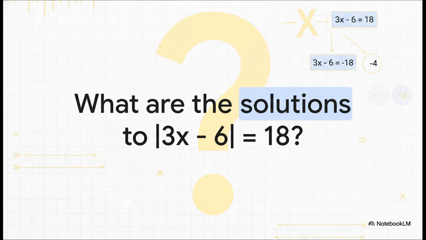Moving right along to checkpoint 4, I want you to solve the absolute value of 3x minus 6 equals 18. Grab a piece of paper, work through the algebra carefully, and pick the correct roots.